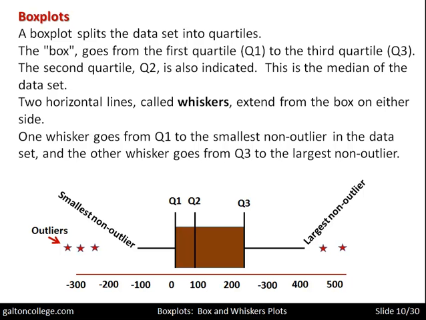So we have an idea now of what we mean by a box plot. We are taking the data into this box, and we're saying we're looking here at the data from Q1 to Q3, and we're excluding the very large items, we're excluding the very small items.